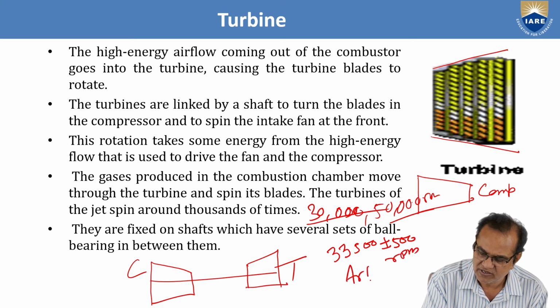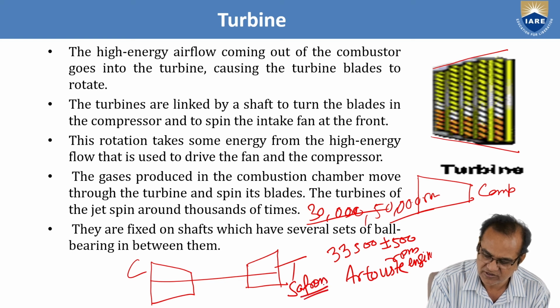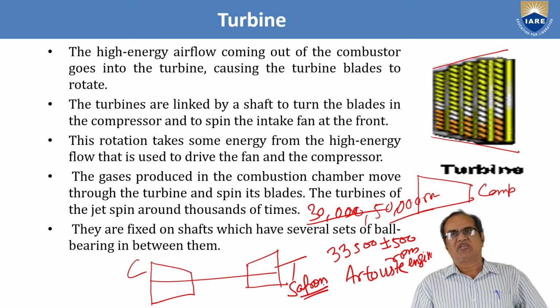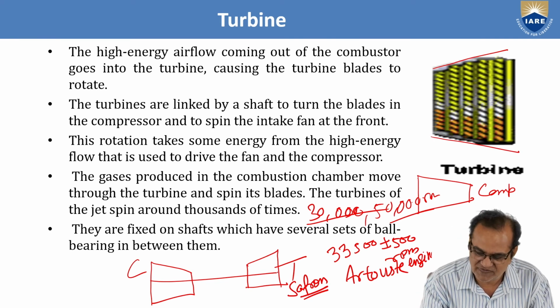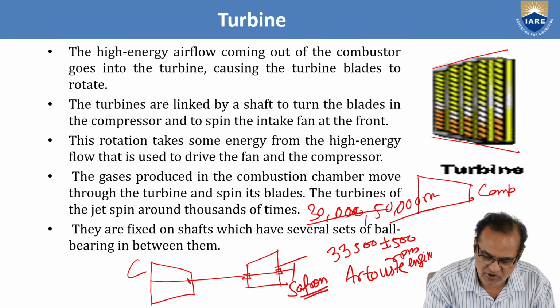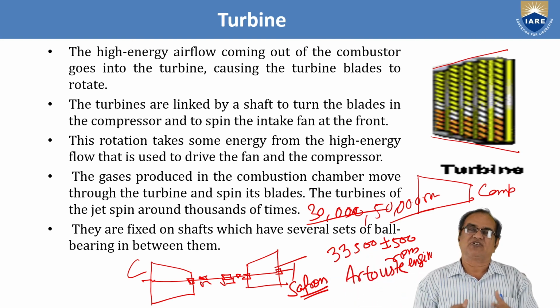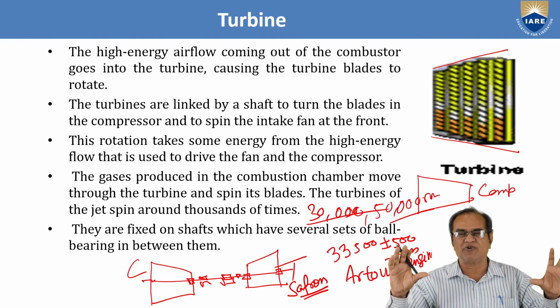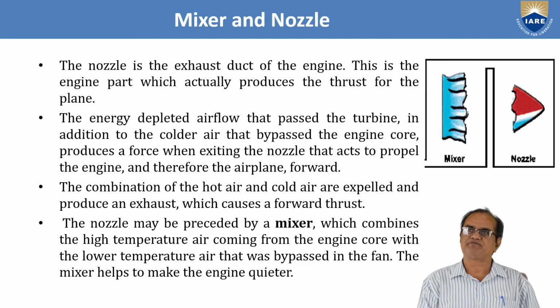This is for the Artust engine. Now it is called Safran, a French company. So they are fixed on a shaft which has several sets of ball bearings in between. So this is the shaft, and here you have the ball bearing, here you have the ball bearing. A number of ball bearings are here so that this shaft is supported, because it is 10 or 12 meters in length. So everywhere the shaft will be supported, every meter, on both sides by the ball bearings.